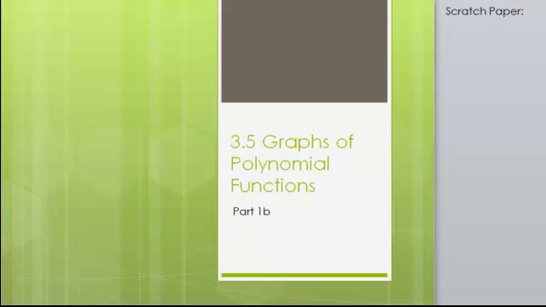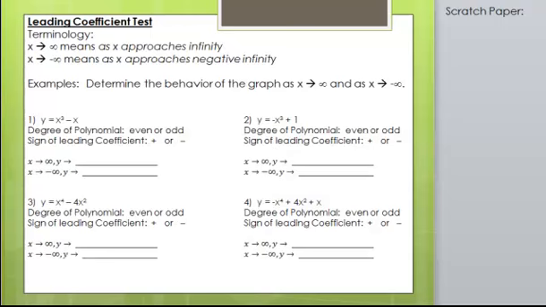So there's one more piece we need to add to our steps for graphing the perfect function. We need to figure out the leading coefficient test. So just to get the terminology down, if you see this, it means x approaches infinity, and this one means as x approaches negative infinity. So what we want to do is figure out what the graph is doing at the ends of the graph. Sometimes we'll call this the end behavior.